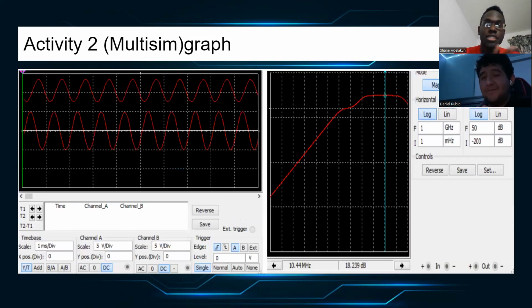This is still Multisim, but this is the graph. As you can see on the left side, we have channel A and channel B. They're both, like I said, constantly decreasing and increasing going across the graph. The scale of the time base is one millisecond. Channel A is 5 volts, channel B is also 5 volts.